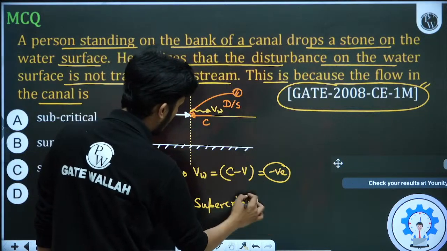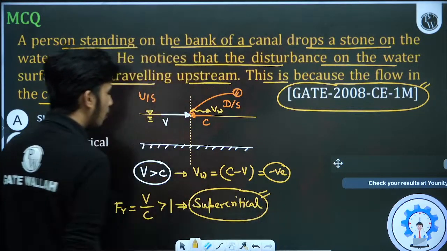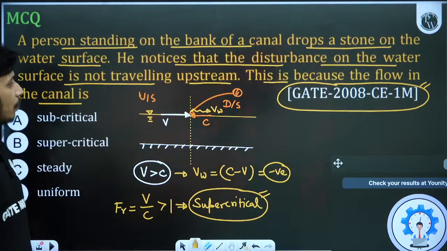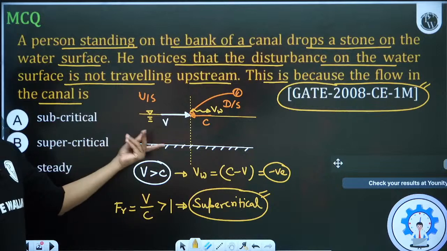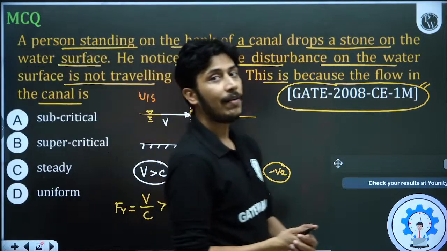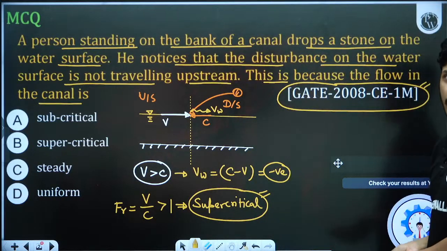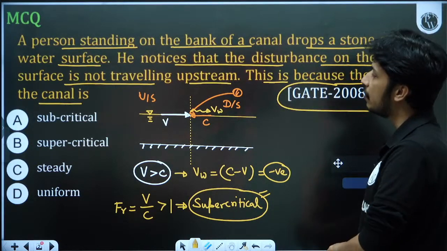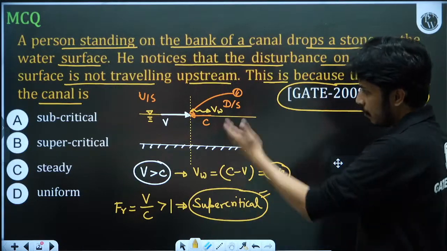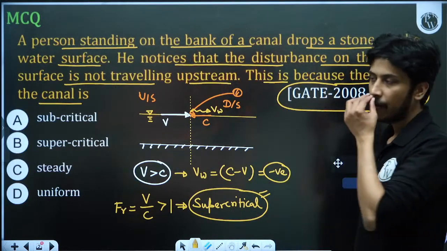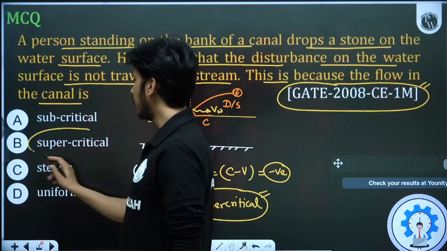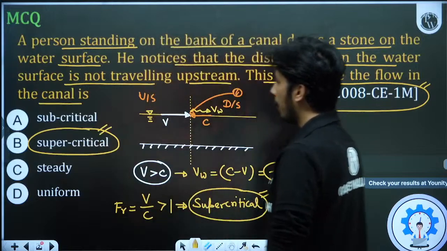So you can make the diagram also. When v is more than the celerity c, the wave will travel, but it will not travel upstream. It will not travel upstream means it is traveling downstream. If it were saying the wave is not traveling at all, then the flow is critical. But if it is saying the wave is not traveling upstream, it means the wave is traveling downstream. And also here there is no option of critical, so we cannot say that the wave is not traveling at all. So the answer will be B, supercritical. Okay, B is the correct answer.